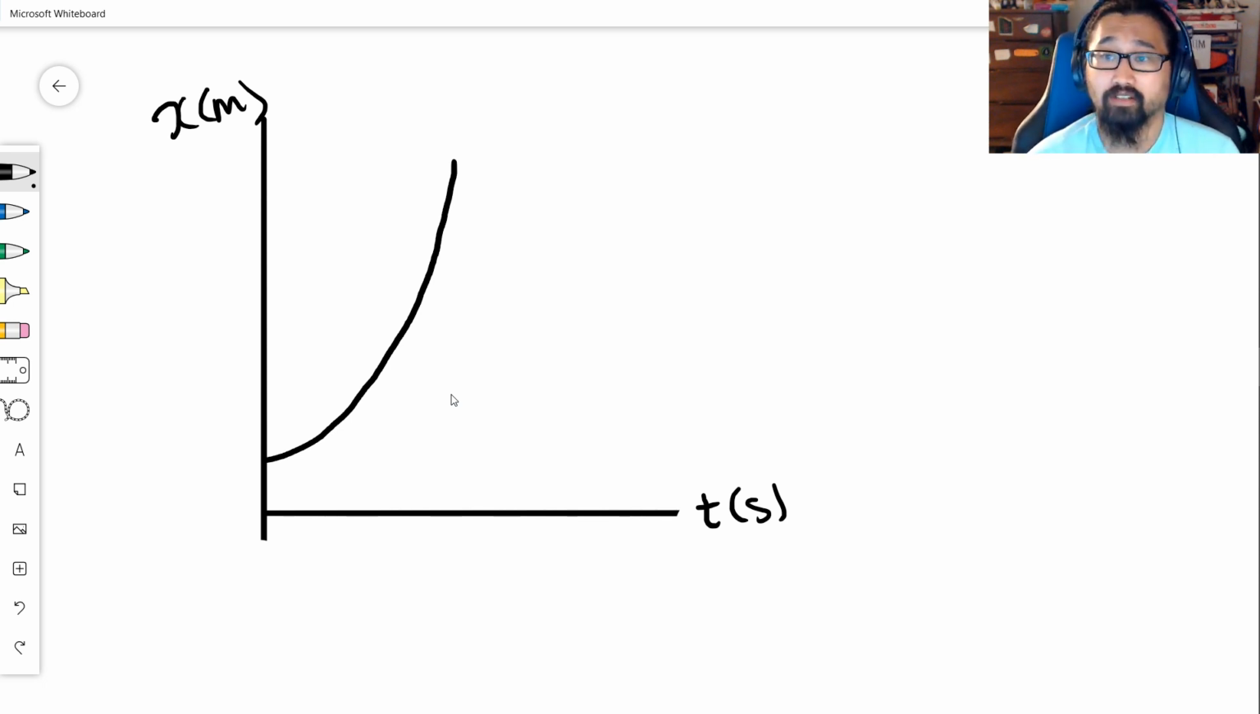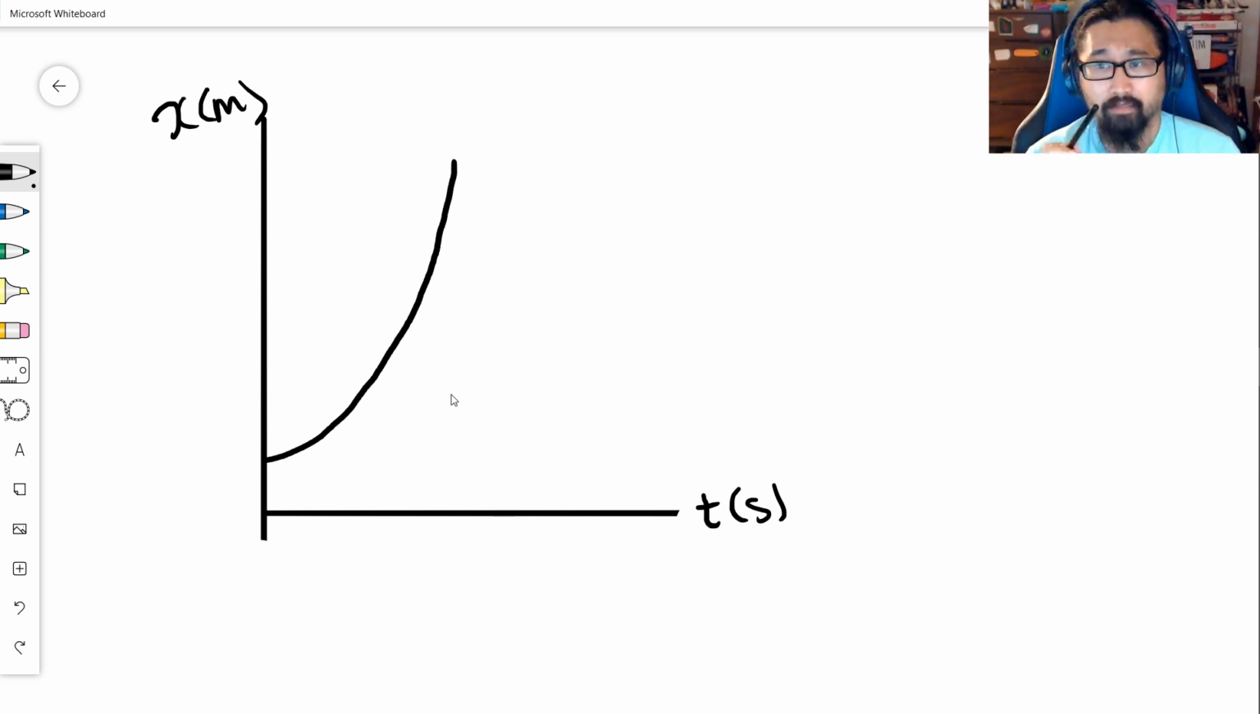This is an object that is traveling. It's moving because its position is changing as time moves on. It's moving forwards because it's getting more positive. It's going up, getting positive on the y-axis, which just means it's going in the positive direction. So up, right, forwards. Let's call it forwards.